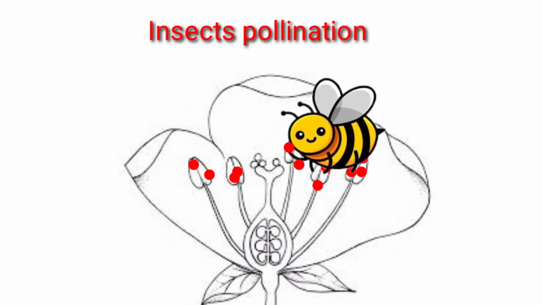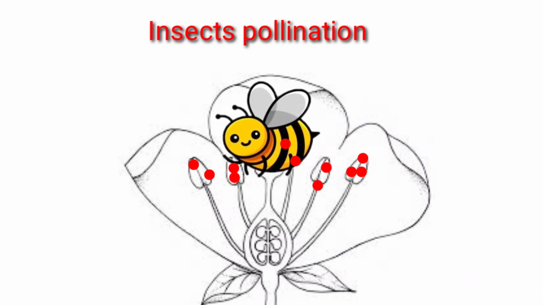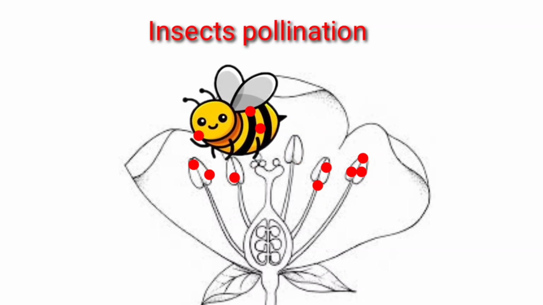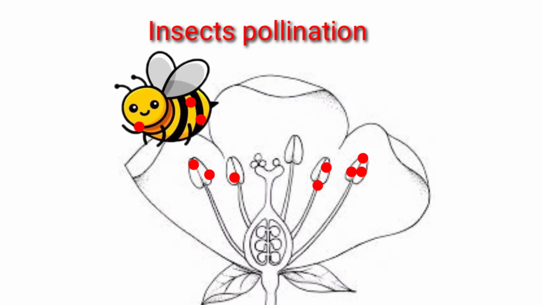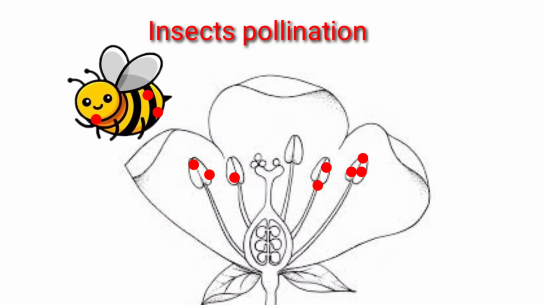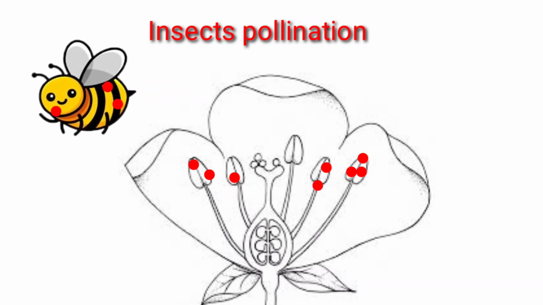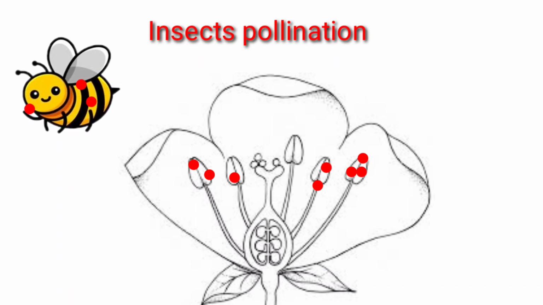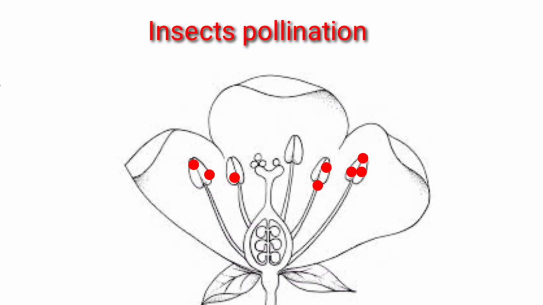So insects come to the flower to collect honey, and as they go they pick up some pollen with them and carry it to another flower, or it may carry it to the stigma of the same flower, and therefore this type of pollination is known as insect pollination.